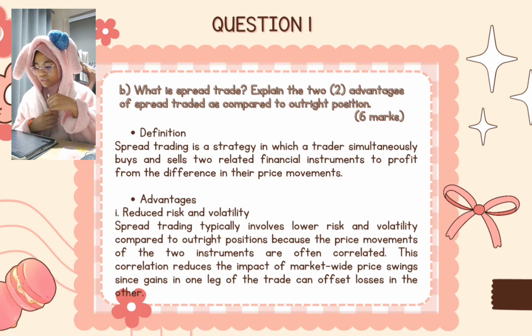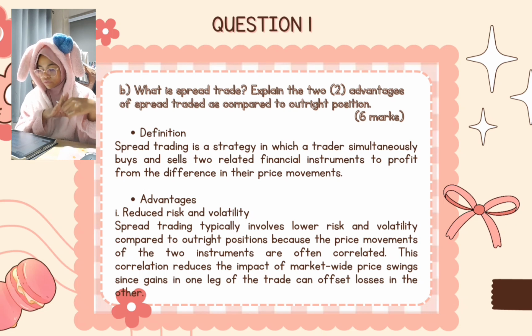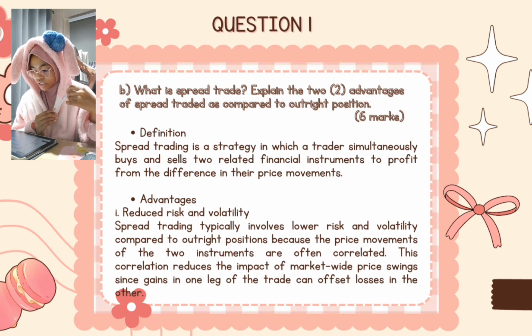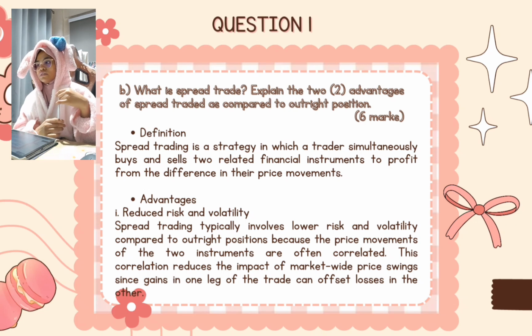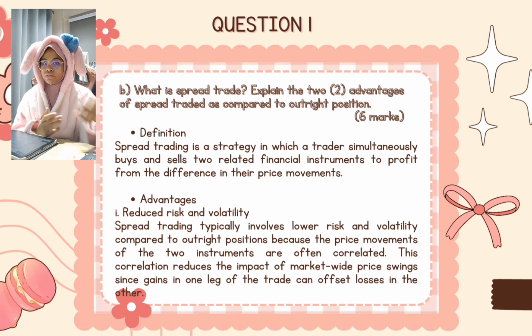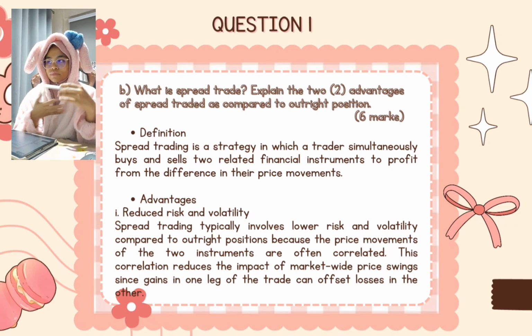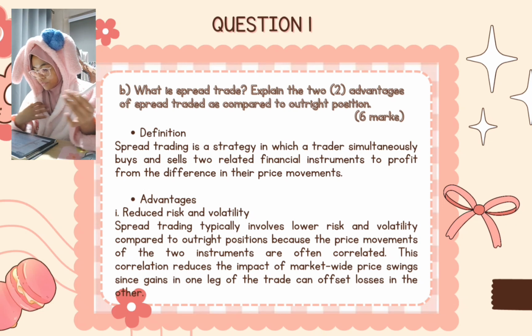Spread trade typically involves lower risk and volatility compared to outright positions because the price movements of the two instruments are often correlated. This correlation reduces the impact of market-wide price swings since gains in one leg of the trade can offset losses in the other. For example, gains in the long leg can offset the losses in the short leg.